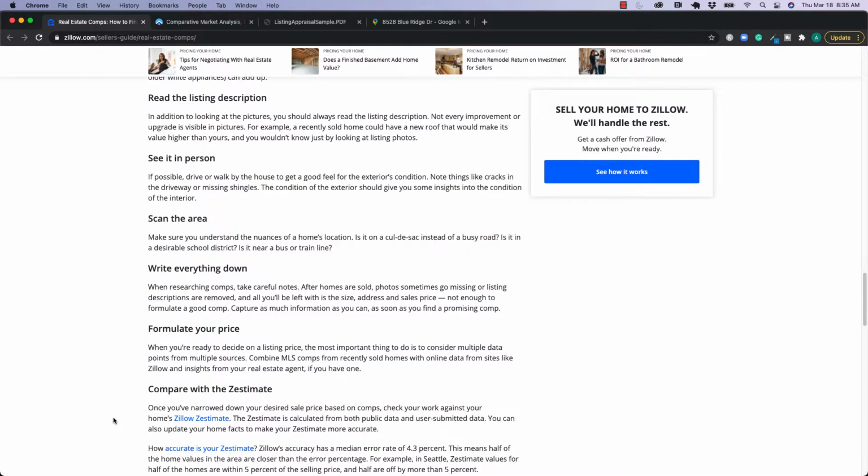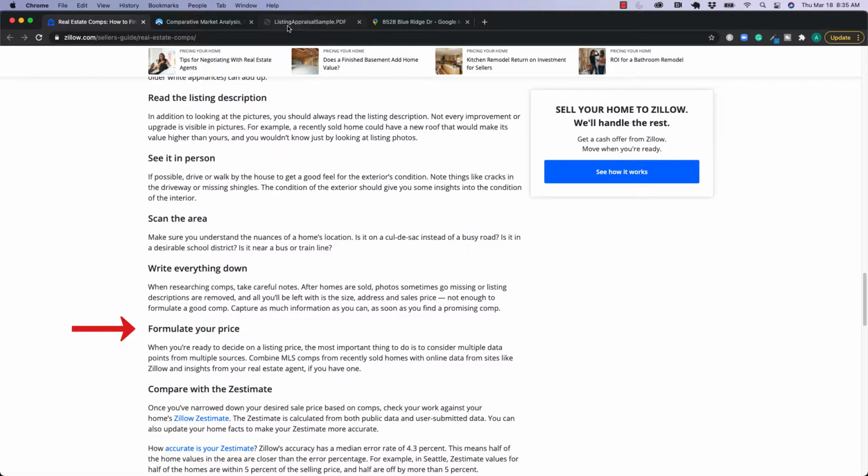So we scan the area, and we want to write these things down when we take our notes of how these comparable properties are to the one that we're looking to buy or to sell. And there's a lot of resources out there. I'm actually looking to create a Google Sheets to do this as well, so stay tuned for that. And then based off of this, you could formulate your price. So what does that look like?